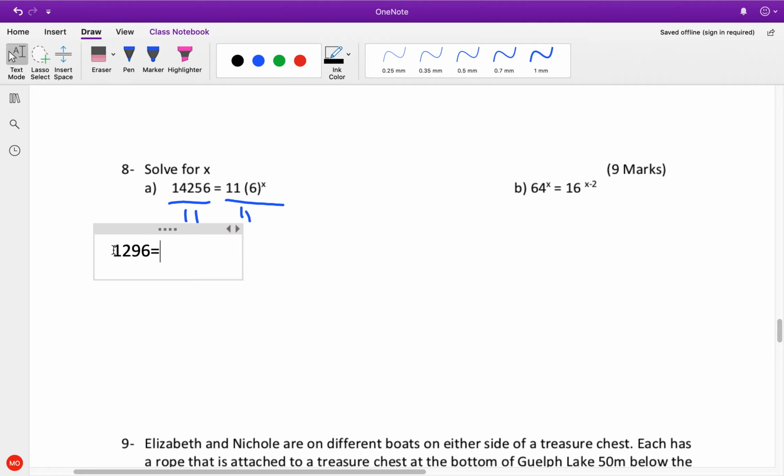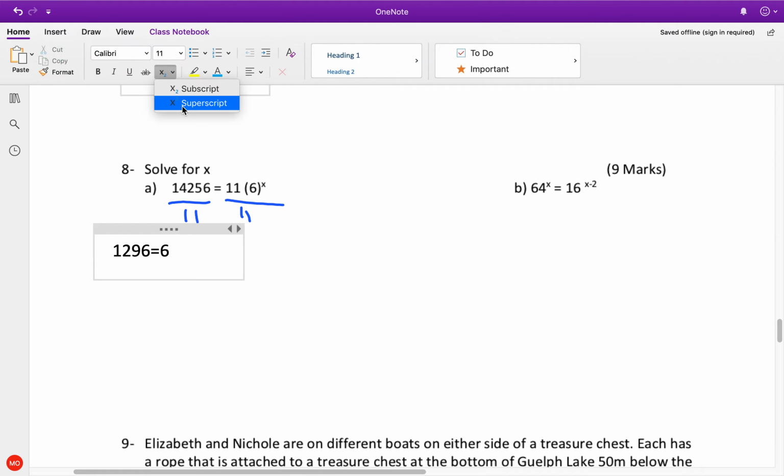1296 equals 6 to the power of x. So now we need a similar base. We have a 6 on one side, so logically it's going to be 6. Just start playing with your calculator, and let's go 6 to the power of 4. Well, what do you know? We got the right number. Good. Now since we have similar bases, we can drop them. You get x equals 4.